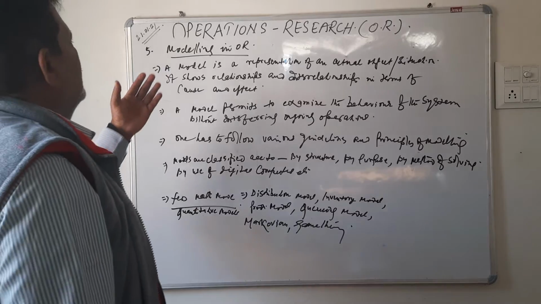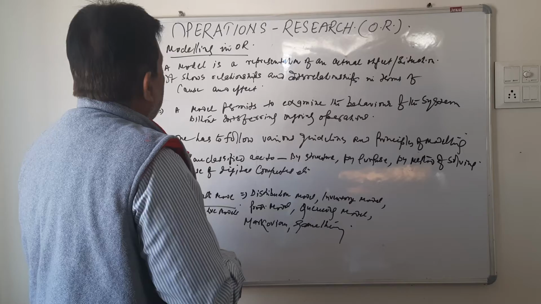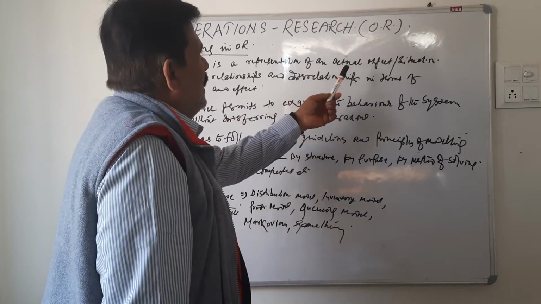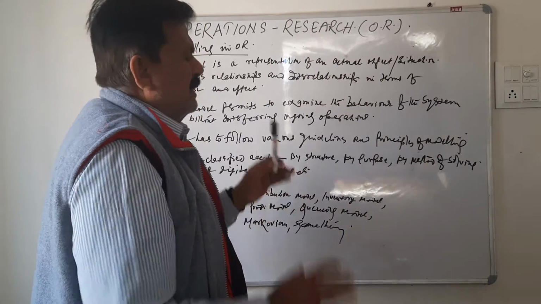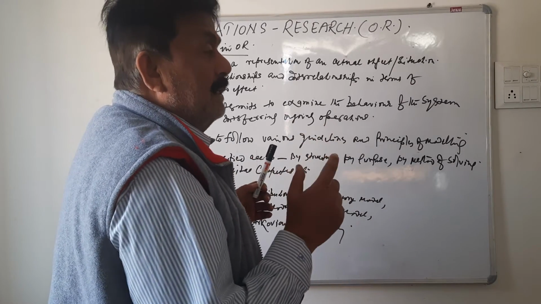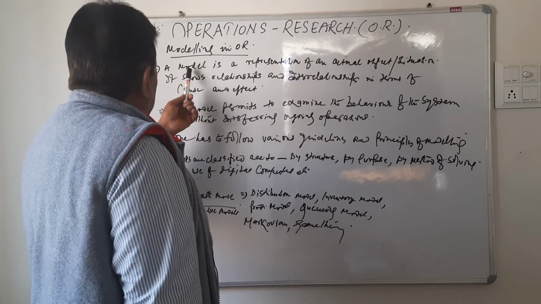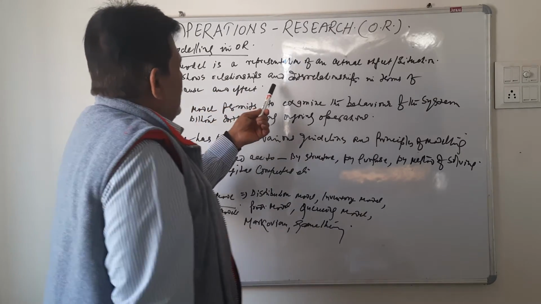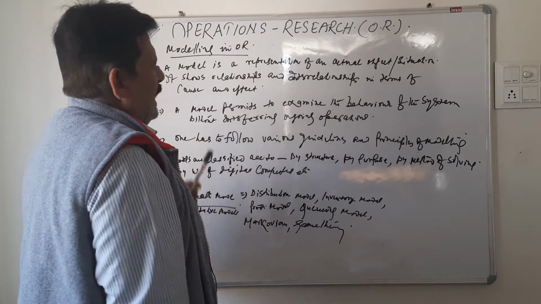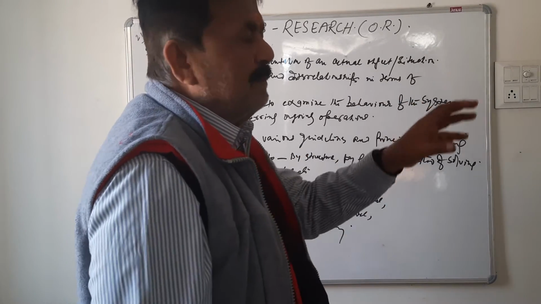Now the fifth point is modeling in OR. What are the guidelines for making a model in OR? First of all, what is a model? A model is a representation of an actual object or situation. Whatever the problem is, whatever the object is, whatever the situation is, it has to be given a mathematical form, and that mathematical form is a model. This model shows relationships and interrelationships in terms of cause and effect. And whenever the researcher team sits together and makes a model, they never disturb the ongoing system.